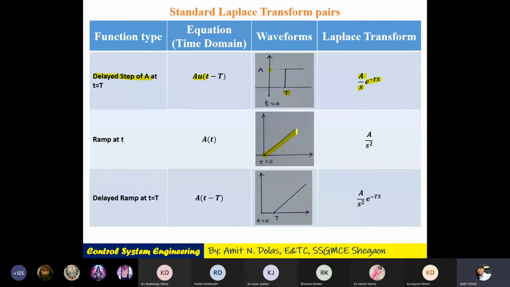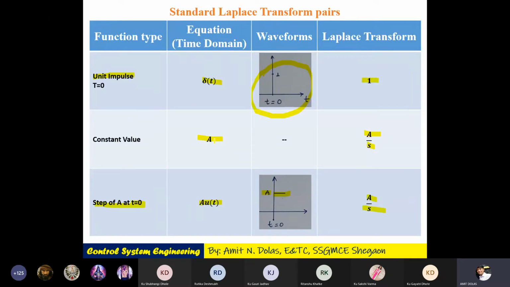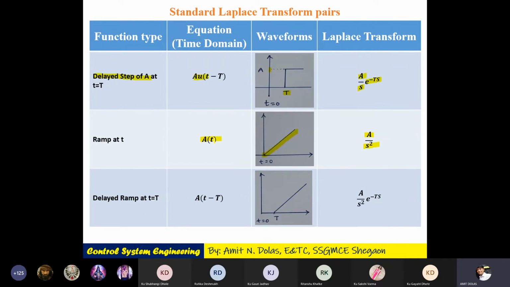Ramp के लिए, this is the ramp signal. A of t is the ramp signal, is nothing but a upon s square. Please don't get confused between these two. For constant value a, that is a upon s, and for ramp it is a upon s square. Delayed ramp means ramp यहाँ पे 0 पे चालू नहीं हुआ, it is started at say T, then it will be a of t minus T, that will be a upon s square into e raised to power minus T s. Whenever it is say delayed, you can see the exponential term is there wherever it is delayed.